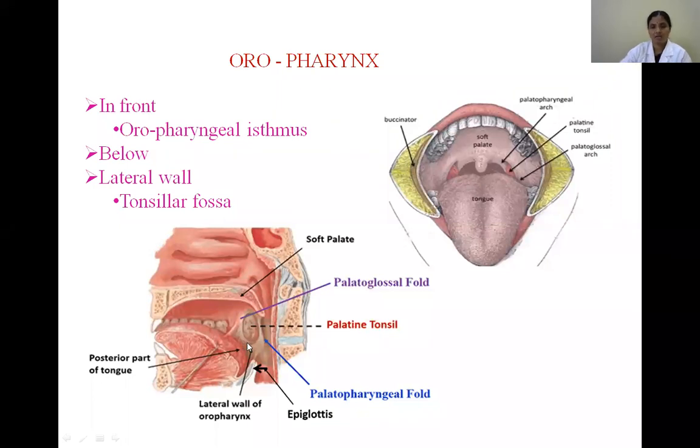So what do we see in the lateral wall of the oropharynx? We can see a palatine fossa, meaning the tonsillar fossa for the palatine tonsil.